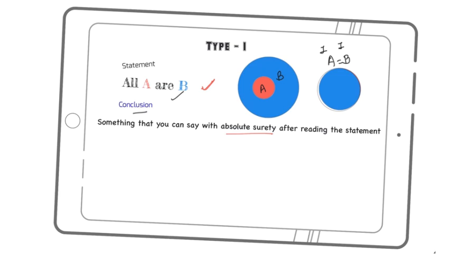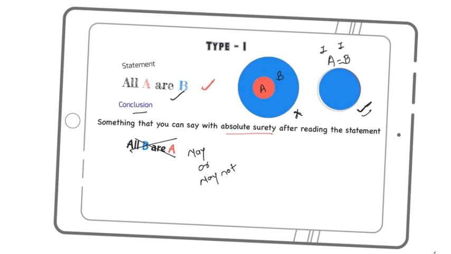So after reading all A are B, what can you definitely say about this statement? Can you say all B are A? Now after reading this statement, can I say all B are A? That would be true if I am talking about this diagram. Correct? All B are A is correct about this diagram, but not about this. All B are A is not happening here. So from this statement all A are B, I cannot surely say all B are A, because this may happen or may not happen.